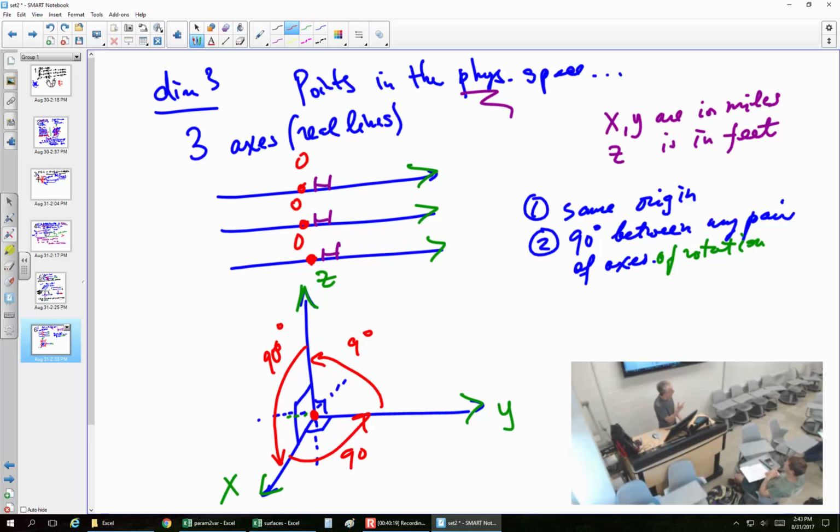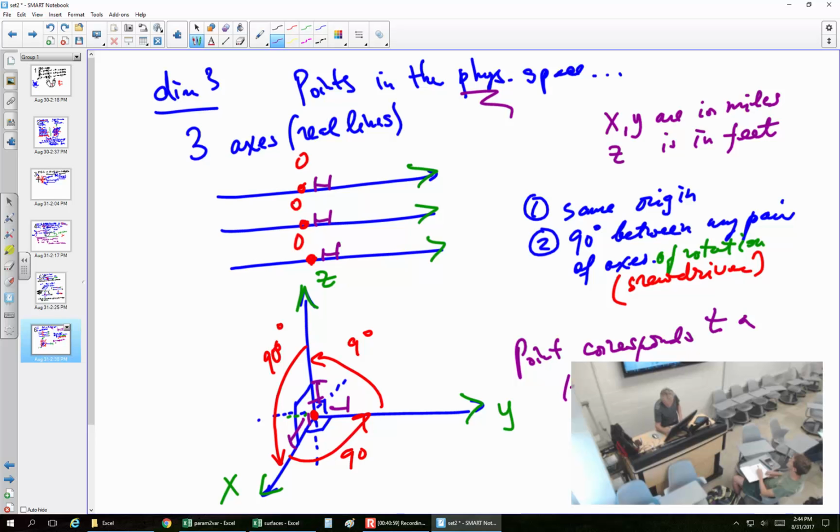Either it is a three-finger rule, or the right-hand rule, or how the screwdriver works. I'm turning my screwdriver from x to y, and my screwdriver is moving in the z direction. So that is the screwdriver idea. Then everything is unambiguous, and one more thing is the units. Okay, so a point corresponds to a triple of real numbers, and vice versa.